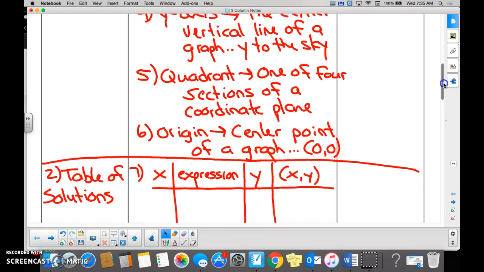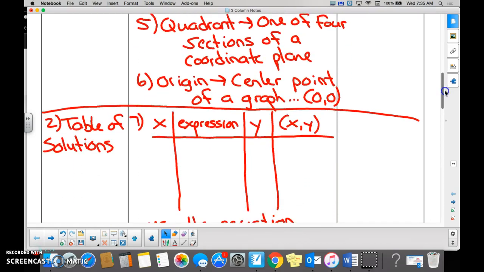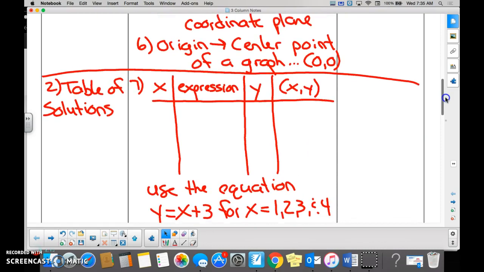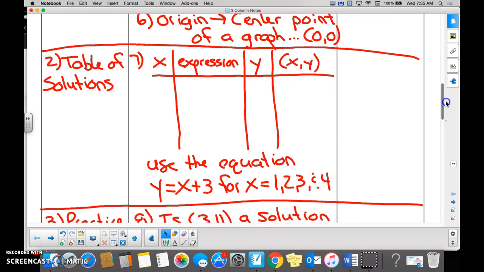Number 2, we're going to actually start using x and y a little bit different than what you have in the past. It's not just about graphing, it's about using x, y to solve equations. First thing I'm going to show you would be a table of solutions in which x and y are going to go to work for you. They're going to be involved in an expression. This will be part of your homework assignment 2.